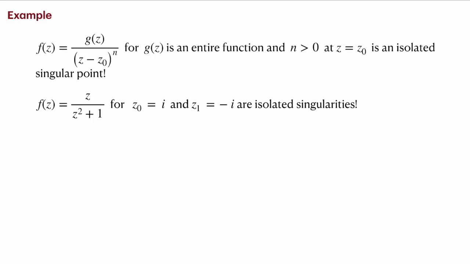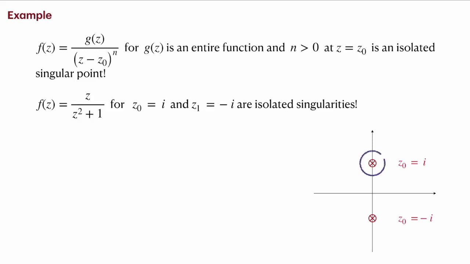Let's look at a more practical example. Let's take a function f of z is equal to z by z square plus 1. In this case, g of z is z, and we have a denominator z square plus 1. We can clearly see that at z0 is equal to i and z0 is equal to minus i, we have singularities. That means we can look at this complex domain. We have z0 is equal to plus i and z1 is equal to minus i. At these points, this function is not analytic, so we call them singularities.